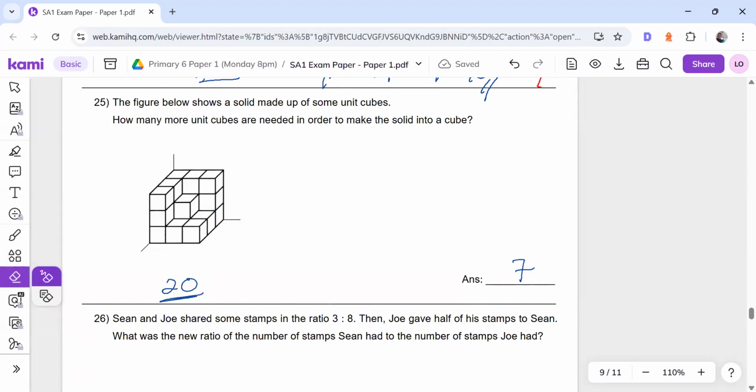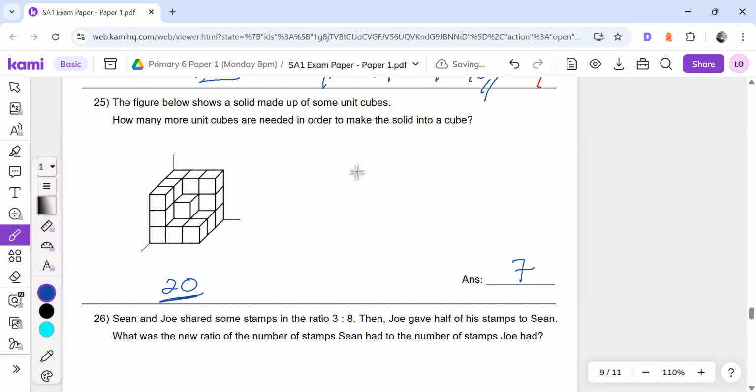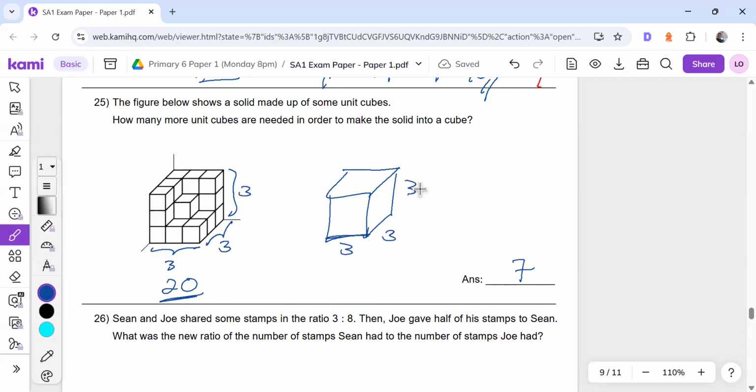Then how many more cubes must you add to make it into a perfect cube like this? Very simple. Look at the side: 3. Here 3, which means 3, 3, 3. How many cubes do you need to make this perfect cube? 3 times 3 times 3, 27. So how many more do you need? Then you do 27 minus 20. Easy. And last week we talked about the cuboid. How many cubes do you add to make it into a cuboid? Please also know how to do that.